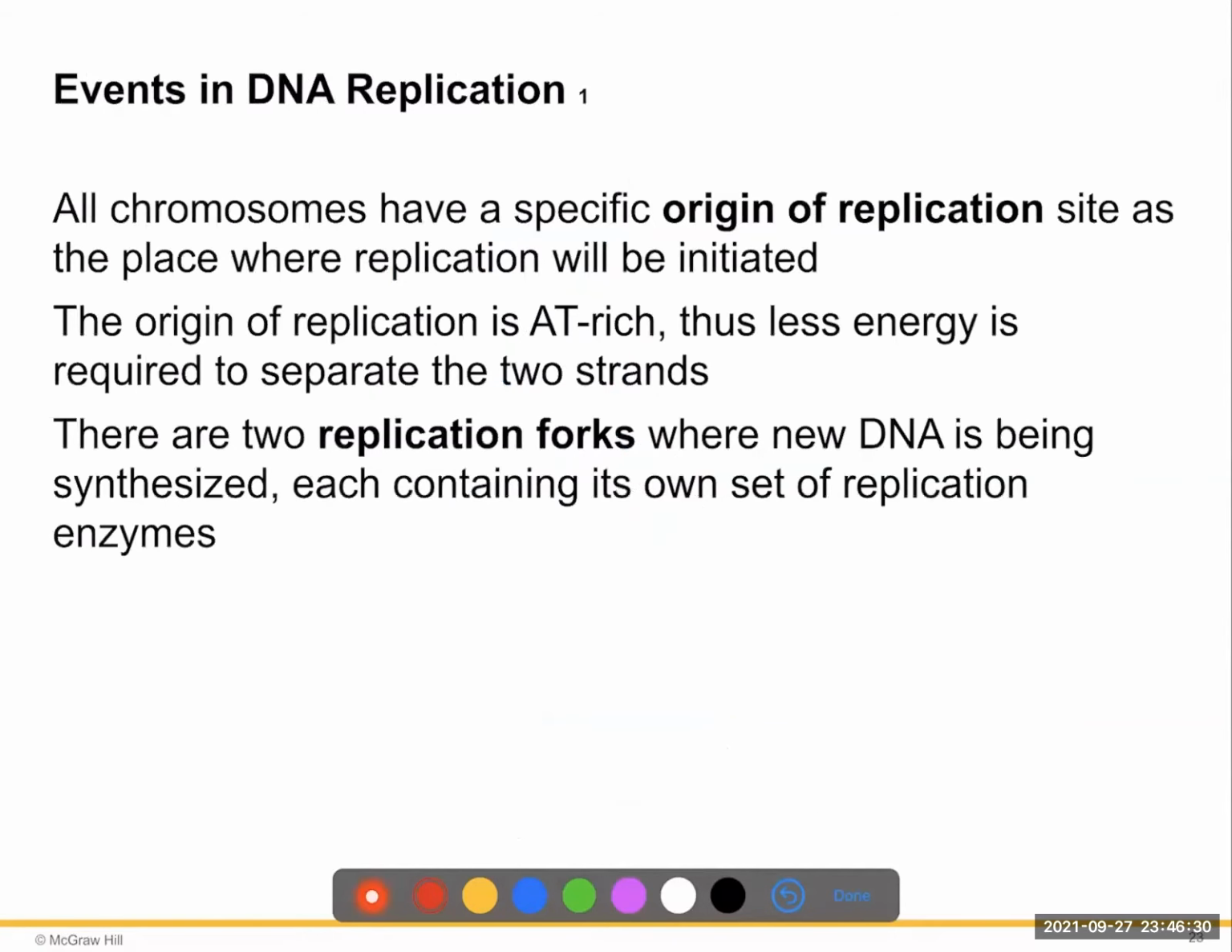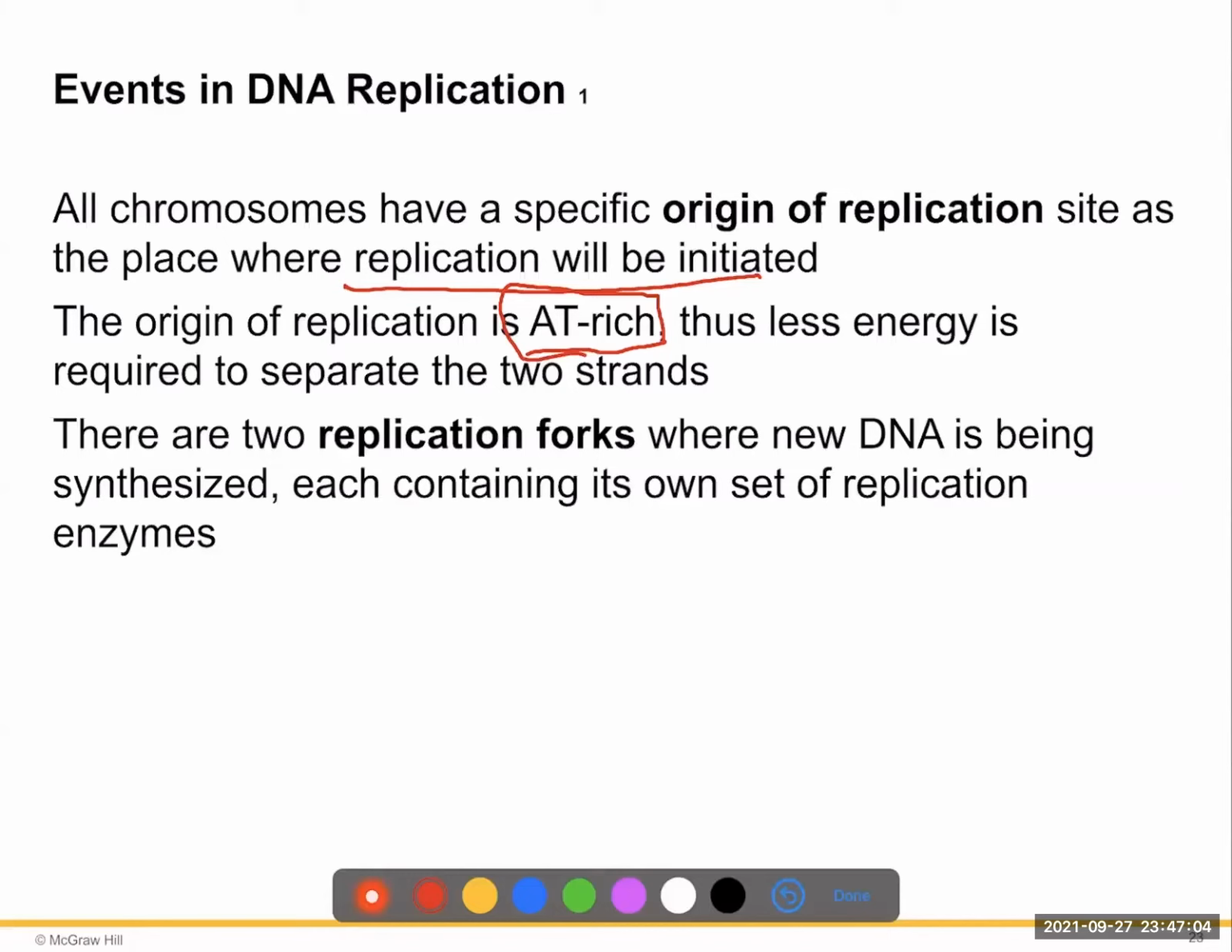Okay. All chromosomes are going to have a specific origin of replication. Okay. It's where replication is going to be initiated. Okay. The origin of replication is AT rich. We say it's AT rich because adenine thymine forms a double bond, guanine cytosine forms a triple bond. So if there's a lot of adenine thymine bonds in there, it's going to be easier to open because there's only 2 hydrogen bonds versus 3. So less energy is required to separate the 2 strands, and the body likes less energy.